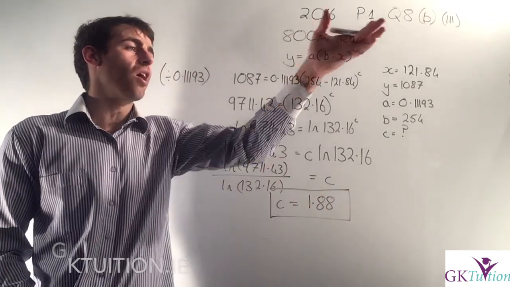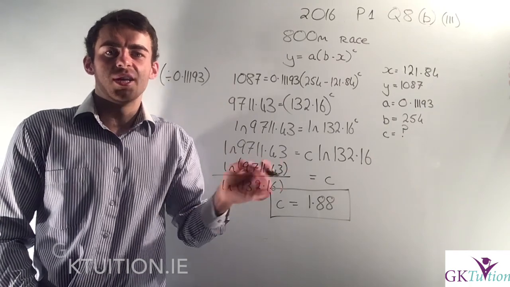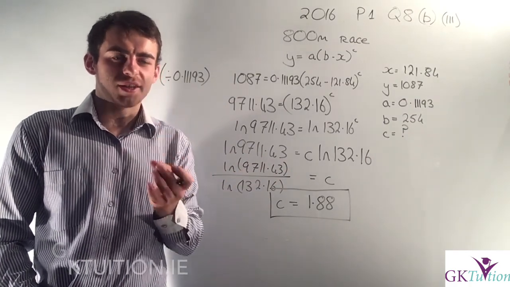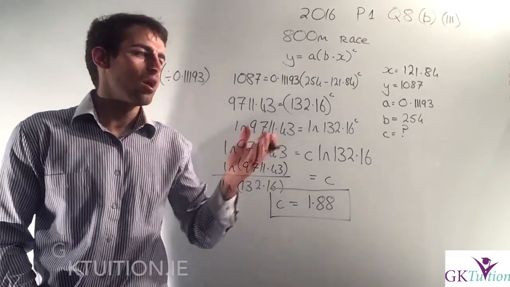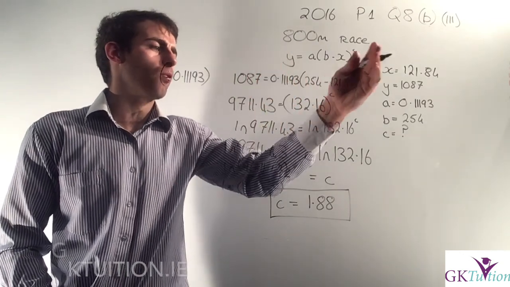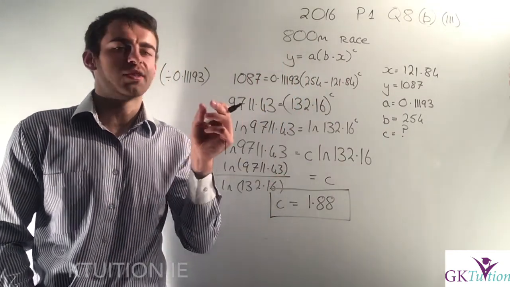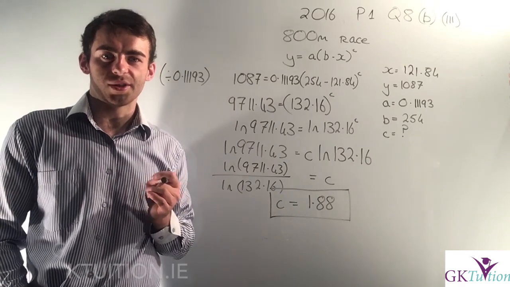Okay, so for the entirety of part B, it was essentially just manipulation. The question itself, there was a lot of information in it, but if you just boil it down, just write out your formula, write out the information you've been given, and then sub in, it's actually a very straightforward question.